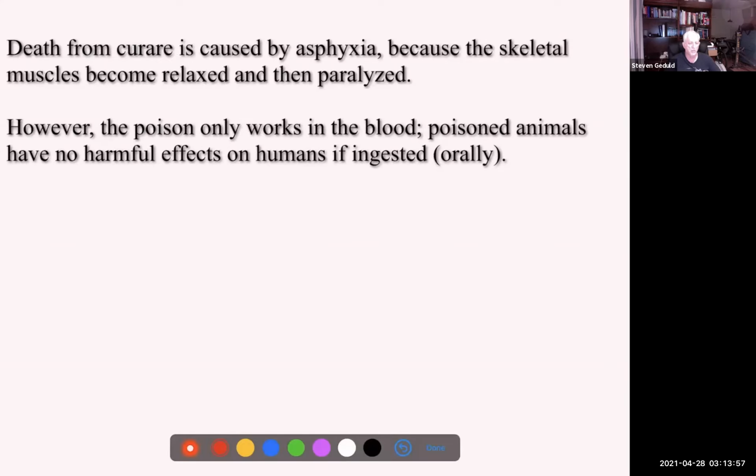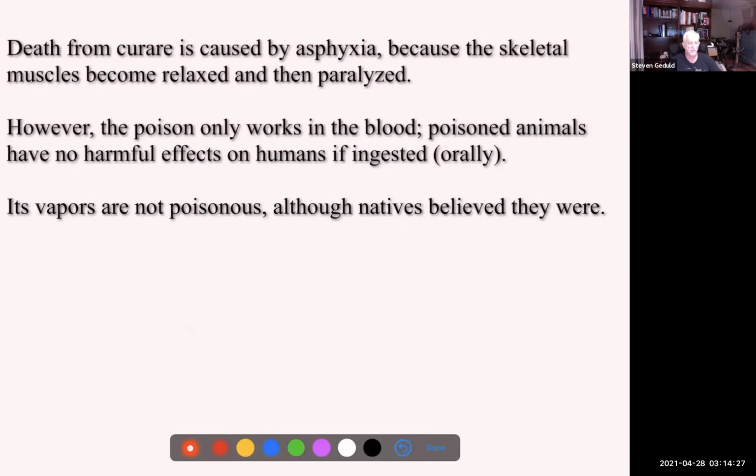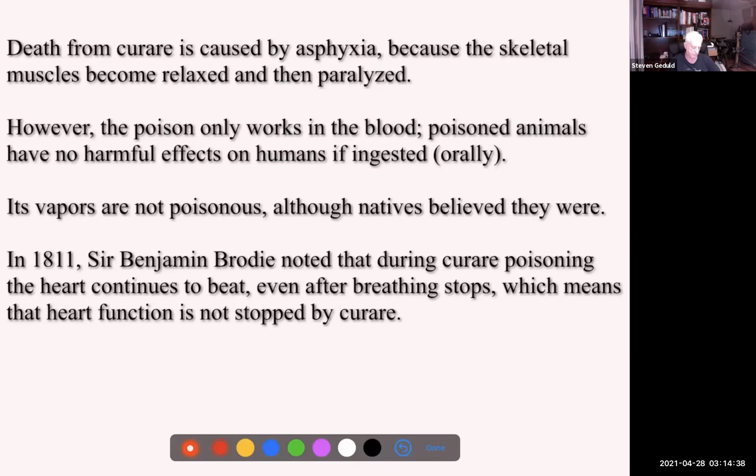The poison only works in the blood. Poisoned animals have no harmful effects on humans. Curare is used in Africa and South America as a poison in darts, used to kill animals for food. Curare is in their blood. It will not hurt you if you ingest it orally. It has to be injected into the blood to work, like poison darts. Its vapors are not poisonous, although many natives believed that they were, so they were careful when they made it. It has to be injected into the bloodstream to stop the acetylcholine.